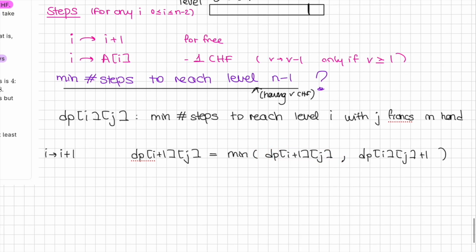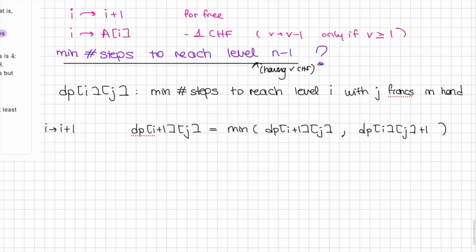Otherwise, we can go from level i to level i plus 1 with 0 francs, so our j doesn't change. But we take one more step, that's why our step number increases. Okay?